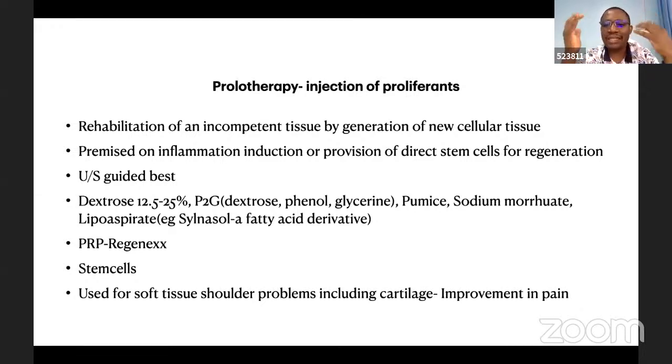So the thinking is that this tissue may be torn or inflamed. And when it is torn, particularly, let's say a tendon is partially torn, it's not complete, one of the options you can offer the patient is injection of proliferative causing agents. Most of us just practice injection of corticosteroids in the joints, but there are other proliferative agents that you can inject in the joint, starting simply with dextrose.